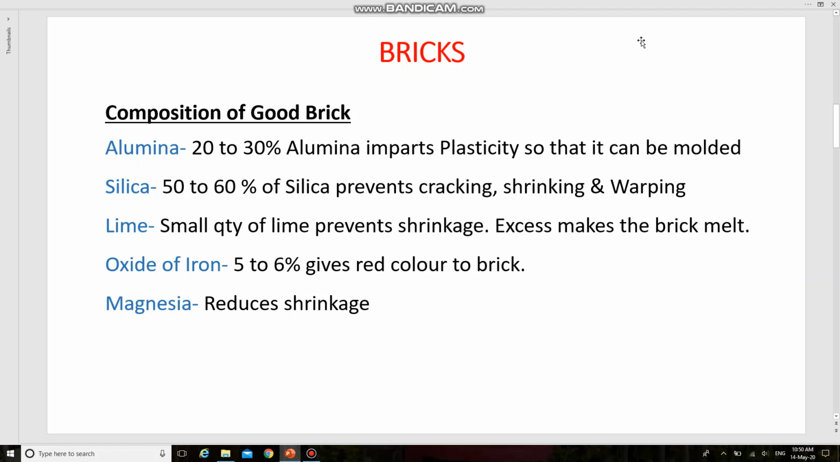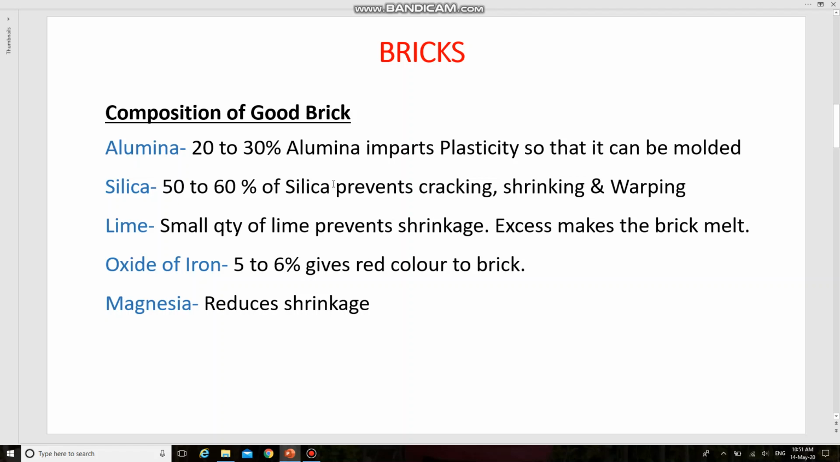So let us see the composition of a good brick. First one is alumina. A good brick should contain about 20 to 30% of alumina. This constituent imparts plasticity to earth so that it can be molded. If it is present in excess, raw bricks shrink and warp during drying and burning.